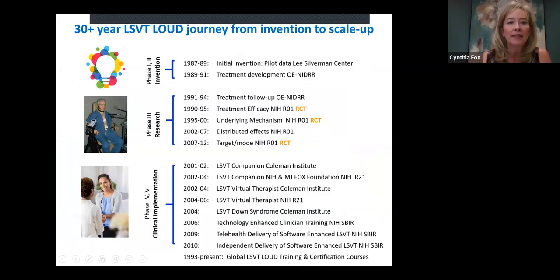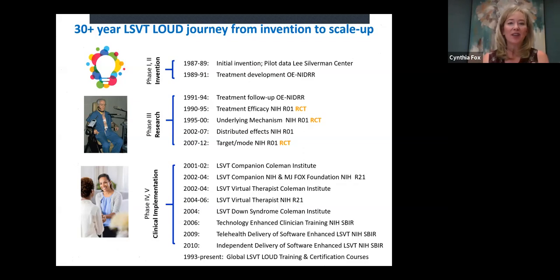Dr. Ramig went on to receive funding from the National Institutes of Health, and we've had 3 randomized controlled trials related to LSVT LOUD. The development of LSVT BIG began about 2000, and there have been 2 published randomized controlled trials on LSVT BIG. This later phase work here at the bottom of the slide is related to our clinical implementation.